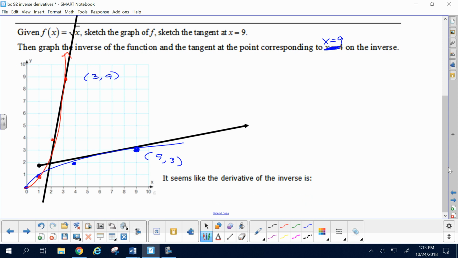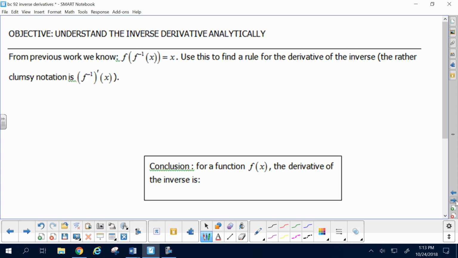The derivative of the inverse is the reciprocal of the derivative at the inverse point, or at the y of the original, at the inverse point. And so the derivative at the inverse point of 3 would correspond to the derivative of the original. We went over the derivative of the original at 9. Let's go here and prove it, or talk about showing it.